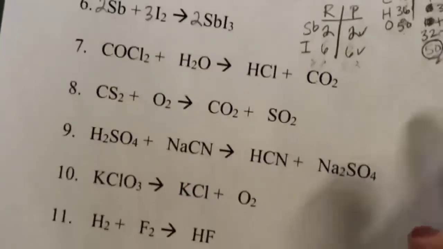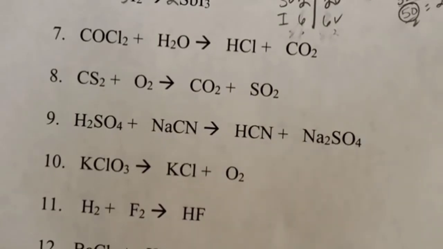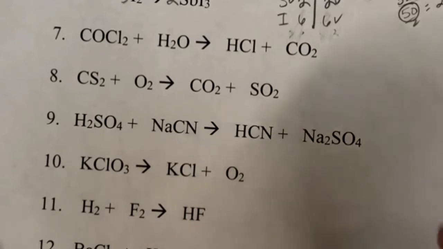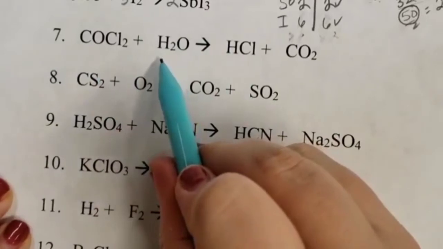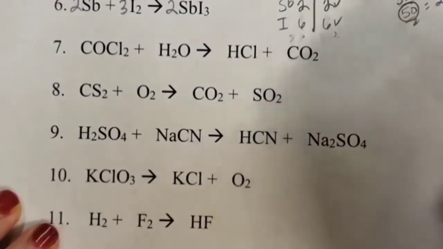So this is the last one that I'm going to do with you, and then you can do the rest on your own. See if you can do them. Come up to me and check if you got them correct, and then you can work on the worksheet, the practice worksheet. All right, so we have COCl2 plus H2O yields HCl plus CO2.